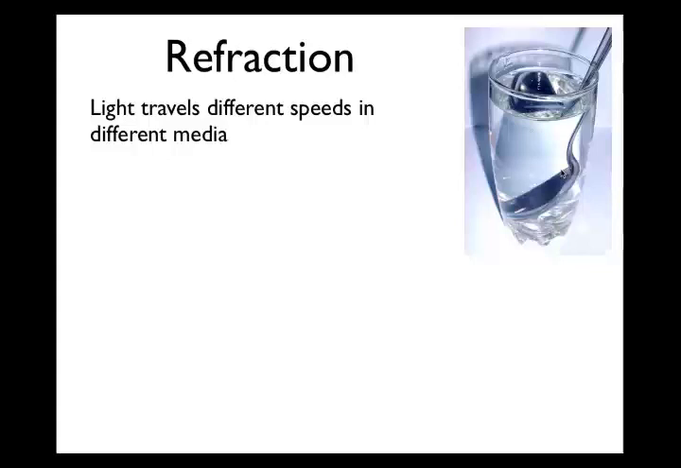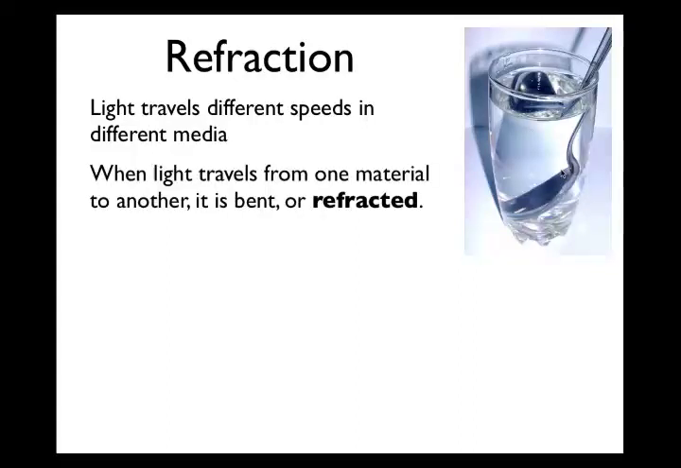It comes from the idea that light travels at different speeds in different materials. So when light goes from air into glass, or glass into water, or water into air, or whatever direction it goes, when it goes from one medium to another, it changes speed. And when light travels from one material to another, it not only changes speed, it changes its wavelength, and in changing its wavelength, it gets bent or refracted.